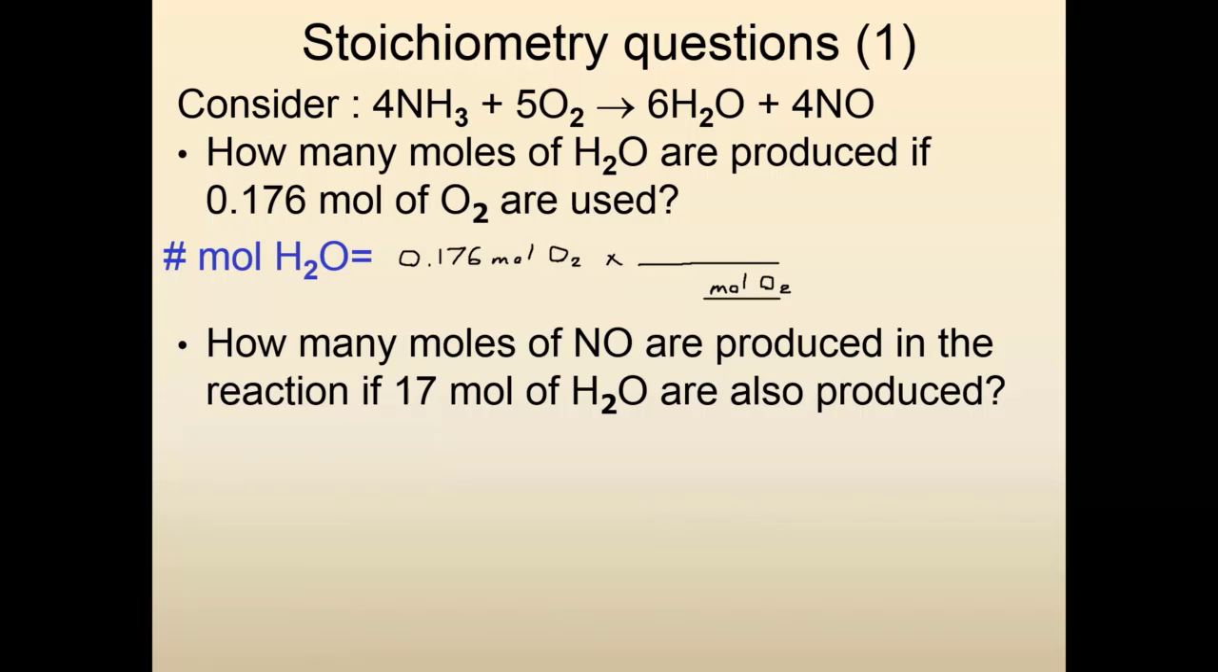Yeah, and this is a very important point. The only way to go from one substance to a different substance, the only way to change the substance in a conversion factor, is to use a mole to mole ratio. So moles of oxygen to moles of water. Now the ratio, the actual numbers, are going to come from the balanced chemical equation. So what numbers do I put on top and bottom?